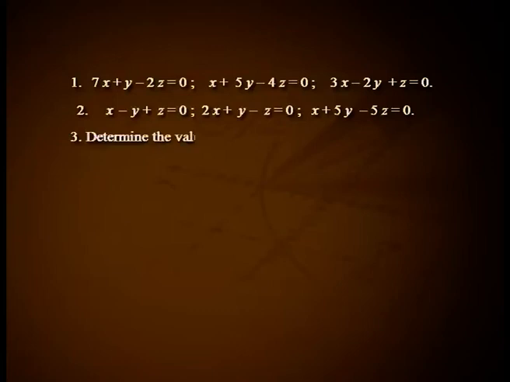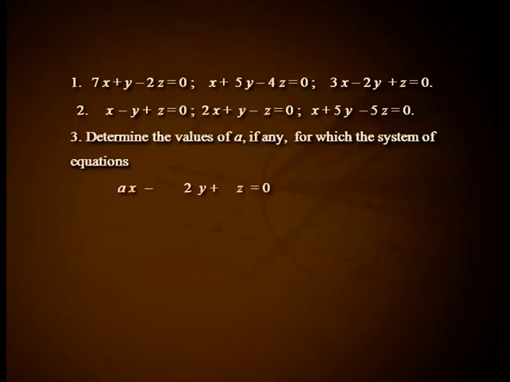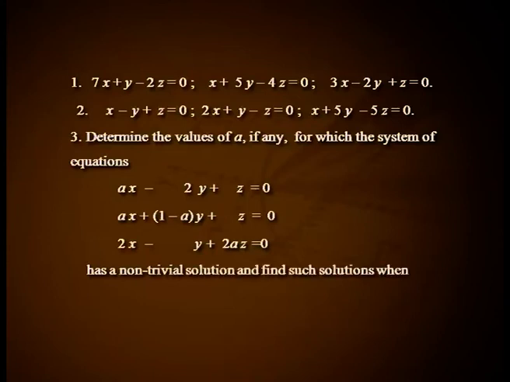Determine the values of a, if any, for which the system of equations ax minus 2y plus z is equal to 0, (a plus 1)x minus ay plus z is equal to 0, 2x minus y plus 2az is equal to 0 has a non-trivial solution, and find such solutions when they exist.